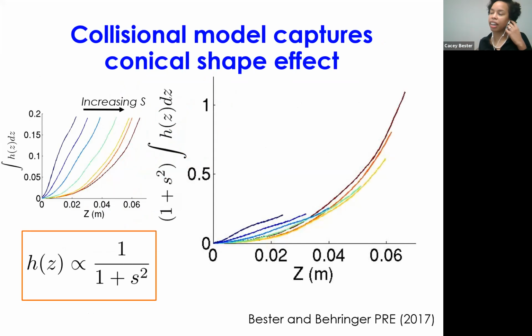And then to further connect the collisional model with our measurements, we perform the collapse of our data. So we scaled the data all by the expected dependence on the shape of our cones, the shape of our projectile, as expressed using the parameter S for the projectile shape. And we find that in scaling the data in this way, the data collapses to a master curve that follows the expectation from our collisional model.